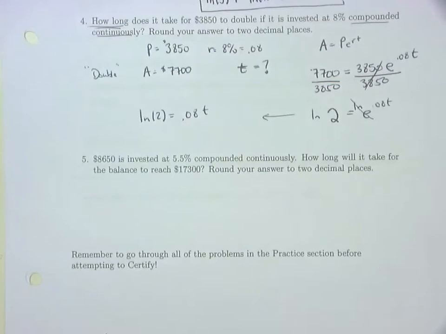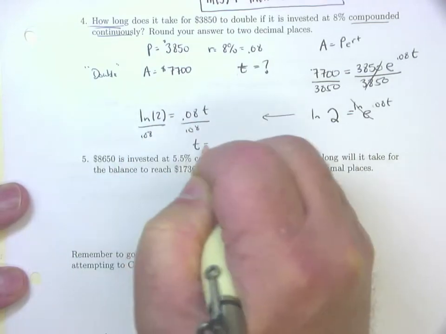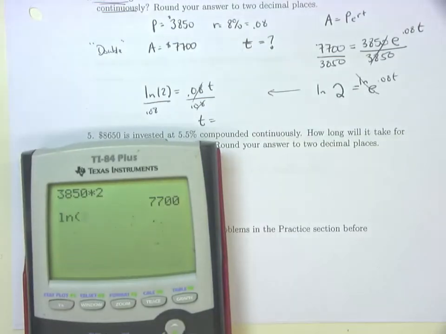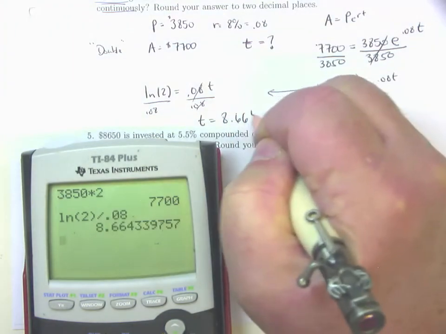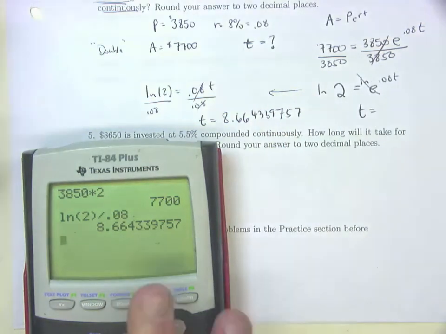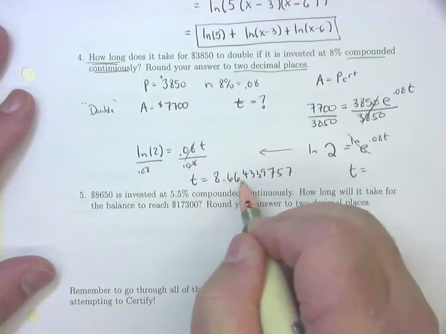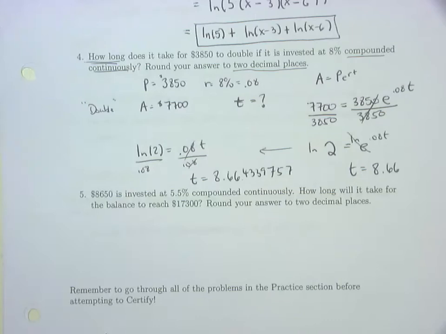And then what's your last move to solve for t? Get that t by itself. Divide by 0.08. So this gives me t is equal to, putting it on my calculator, natural log of 2 divided by 0.08 is 8.664339757. But they said they wanted me to round the answer to how many? 2 decimal places. So the answer is 8.66, and it's a word problem, so you've got to tell me units. 8.66 what? Years.